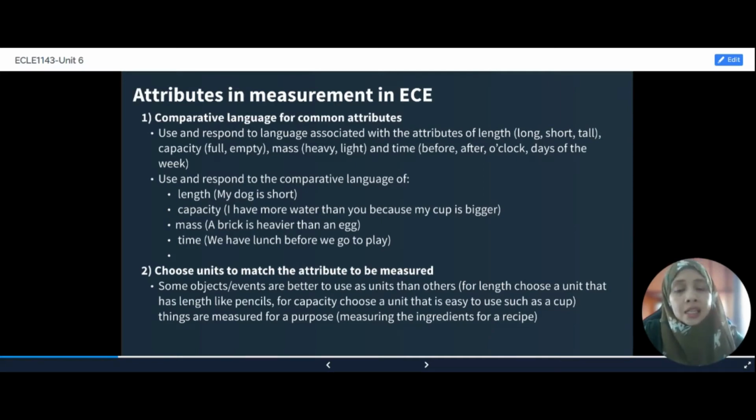And another activity that we can use for the measurement is a recipe. When we do cooking activities with children, yang itu make wonderful activity to teach measurement as well.